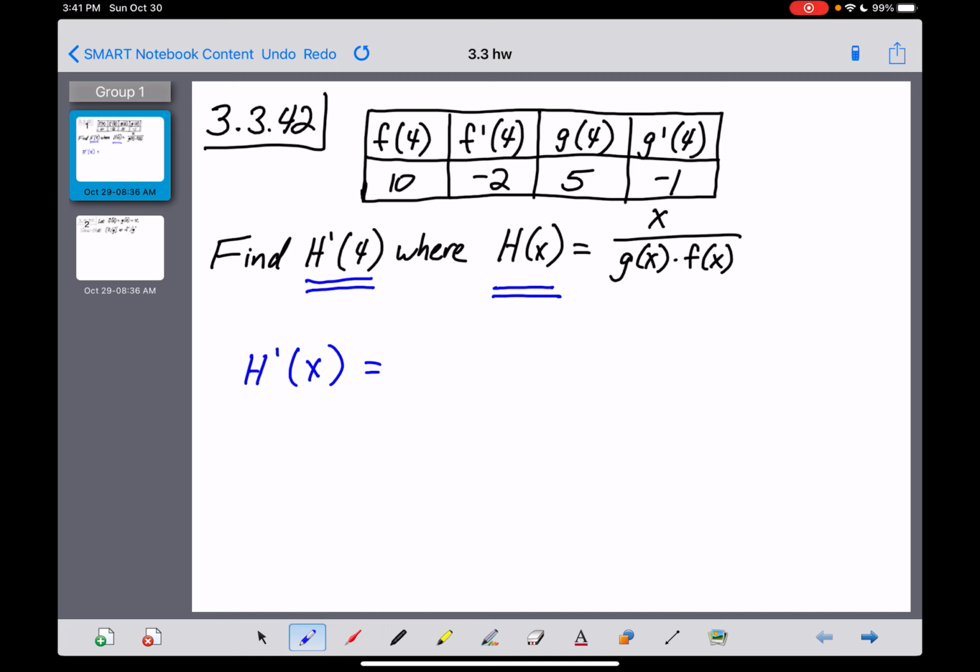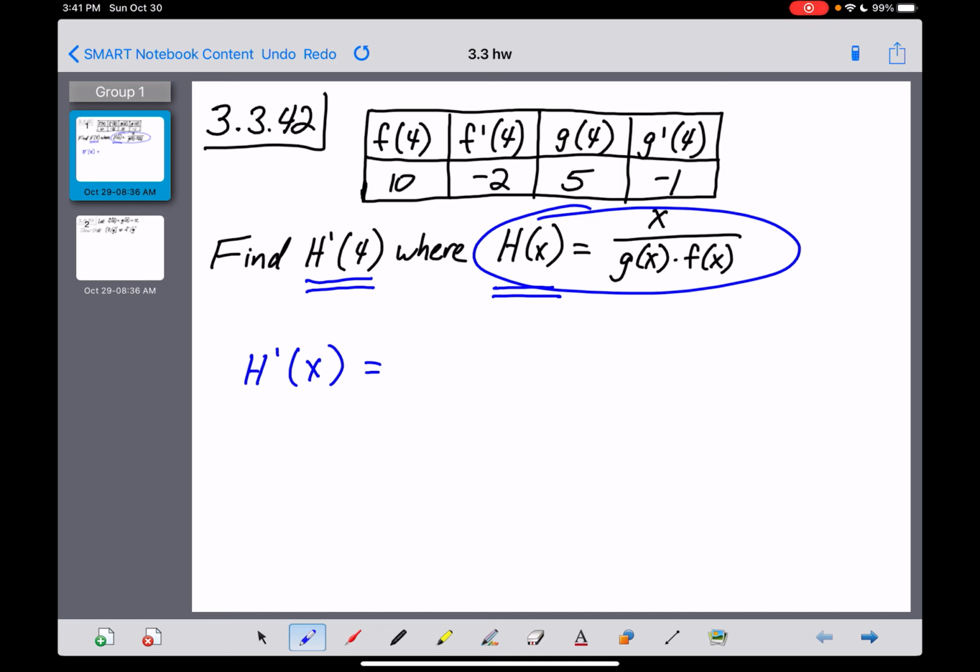So this is where 3.3 gets hard. Most people say I can do the product rule if it's just a product rule problem, and I can do the quotient rule if it's just a quotient rule problem. But when you give me something like this, where it's a mess, I get a little bit confused. Okay, here's how we're going to try to attack that.